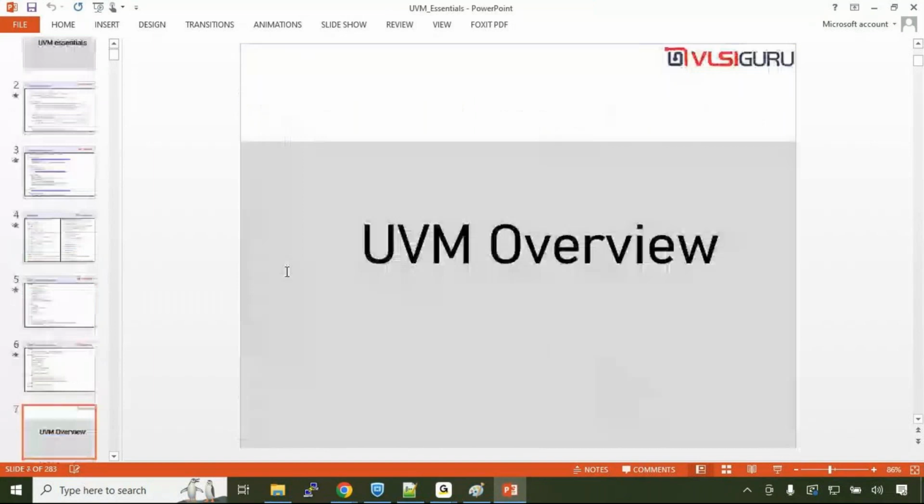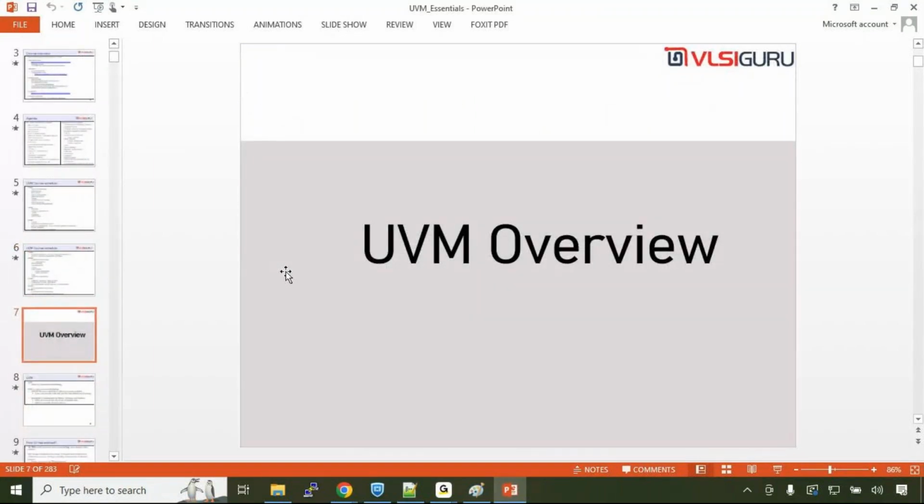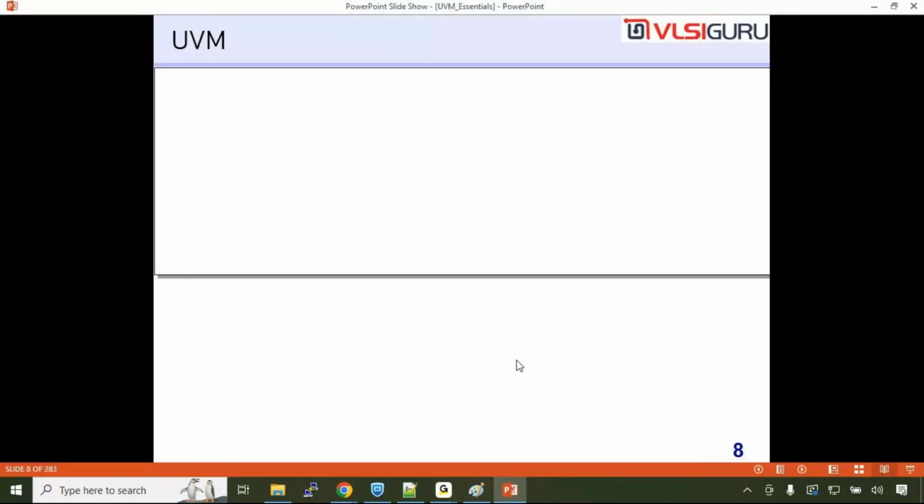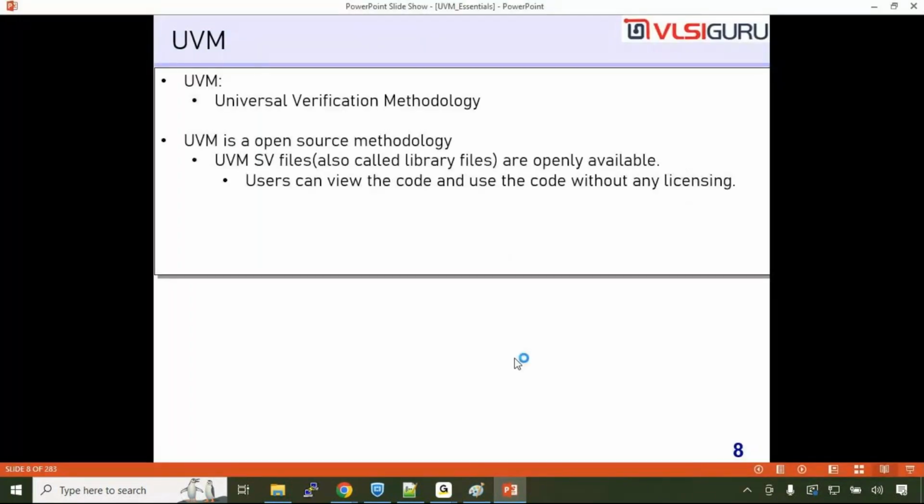So let's start with the UVM overview. UVM stands for Universal Verification Methodology. It is an open source methodology. What is meant by open source is the UVM SystemVerilog files. Essentially, UVM is SystemVerilog.